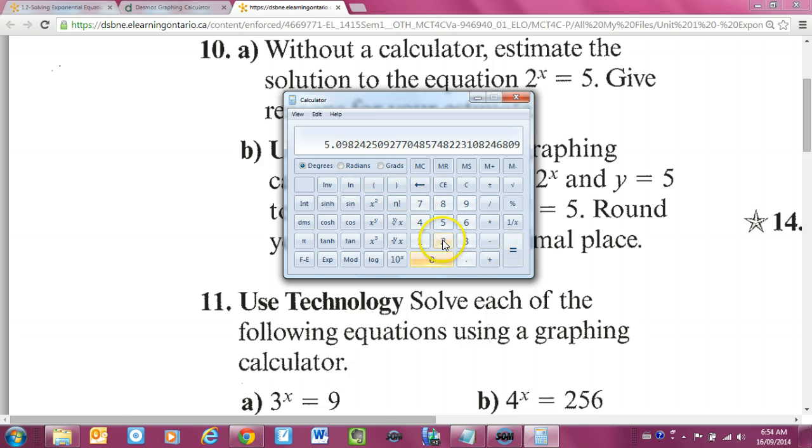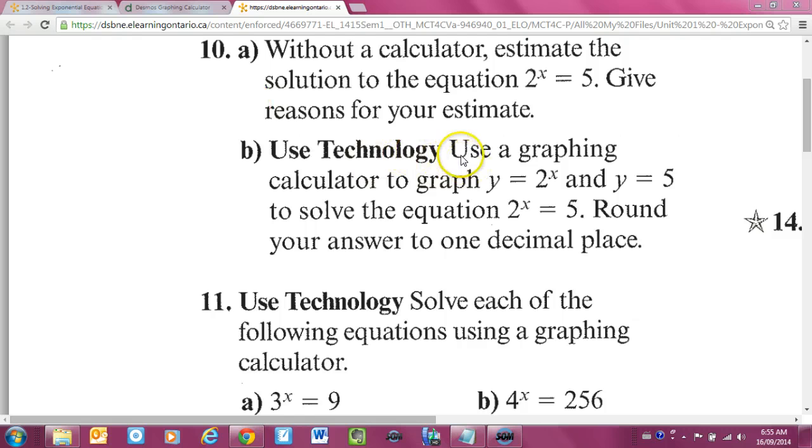Oh, that's not too bad. 2 to the exponent 2.3 exactly. Ooh, a little bit low. And sort of narrowing it down here to the exponent 2.33. And we're getting closer and closer. So that is one option.